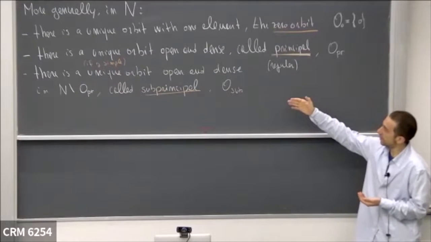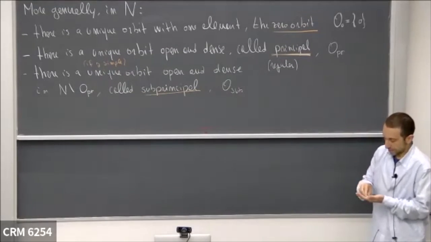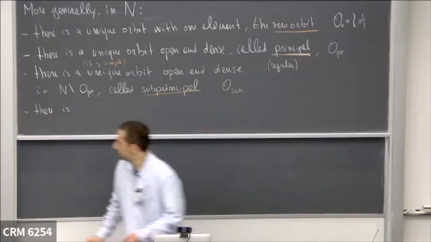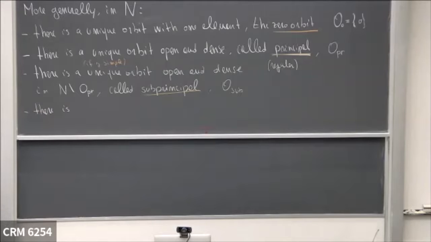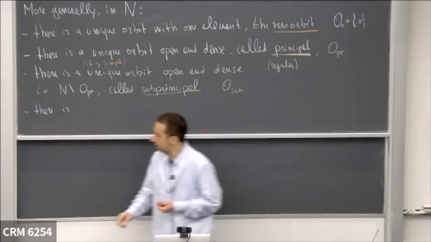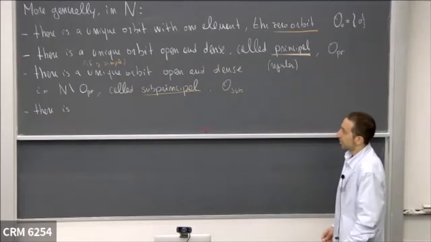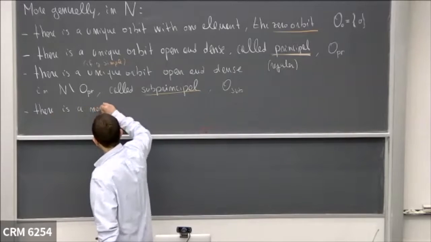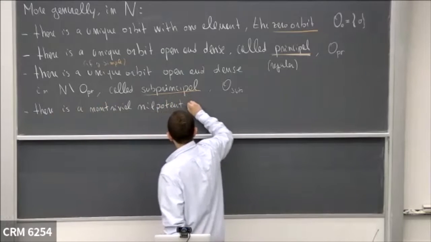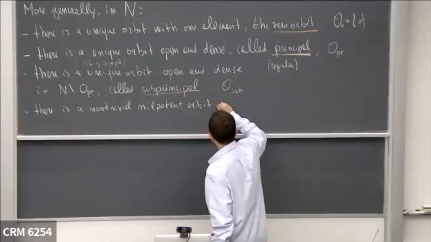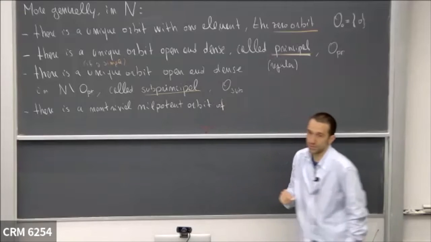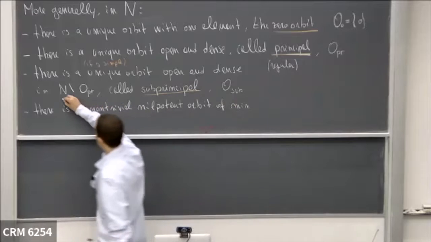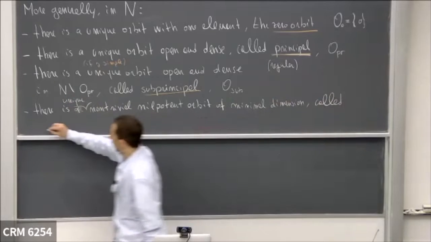So it happens that we also have something which is the second smallest one. Let me just state this. We already observed, thanks to the remarks, that 0 is contained in the closure of any nilpotent orbit. And then there is a non-trivial nilpotent orbit of minimal dimension. When I say non-trivial, I mean different from the 0 orbit. And this also is unique. So this is called the minimal nilpotent orbit.